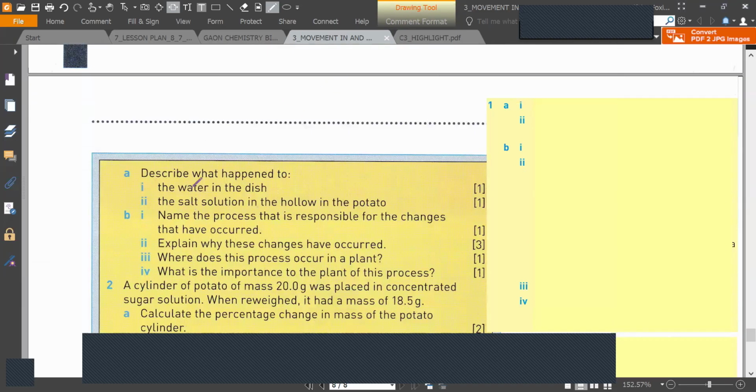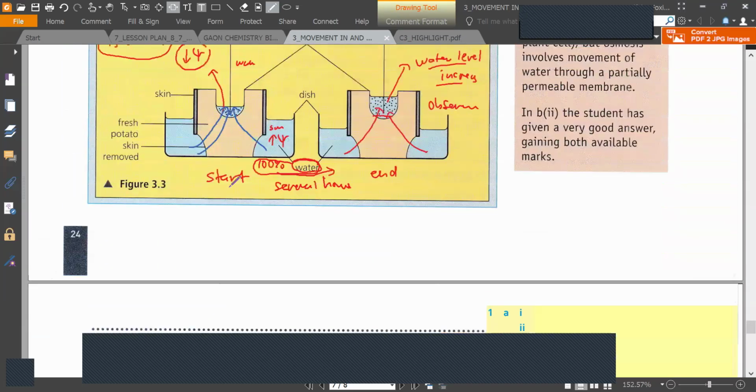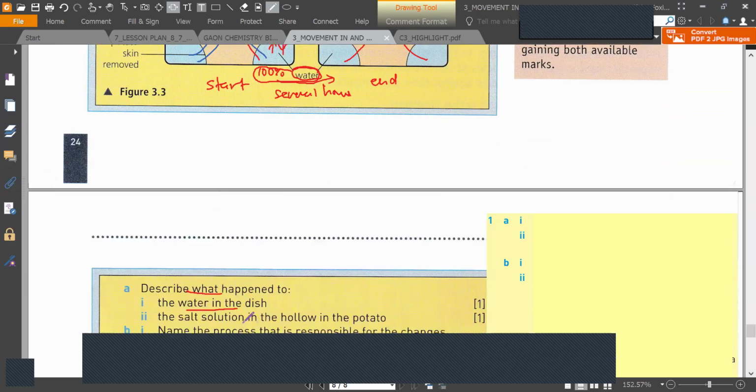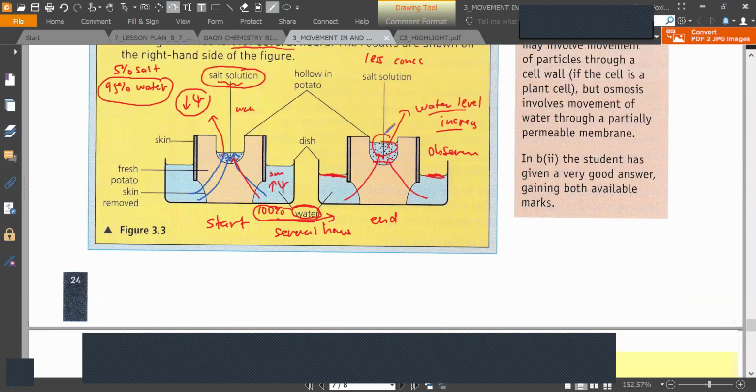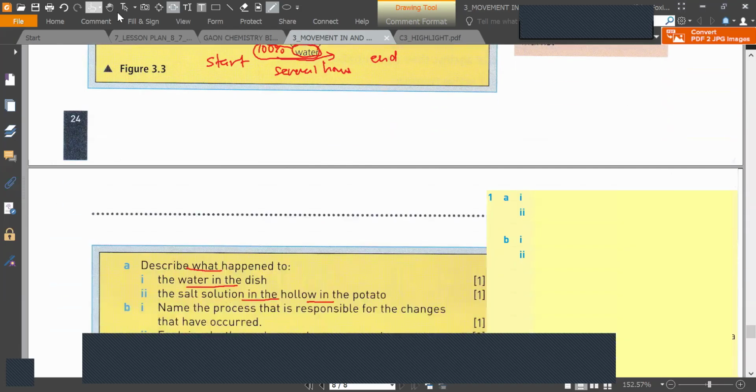First question, describe what happened to the water in the dish. So we expect the water in the dish will decrease, because the water moves inside to the potato. So we expect this water in the dish will be decreasing. And then in the hollow of the potato, it will increase. So this is what we expect our observation.